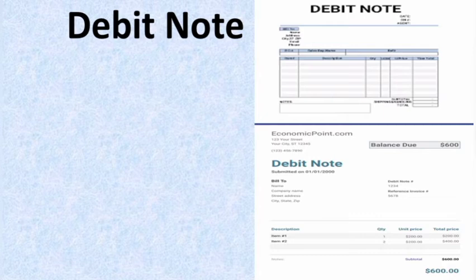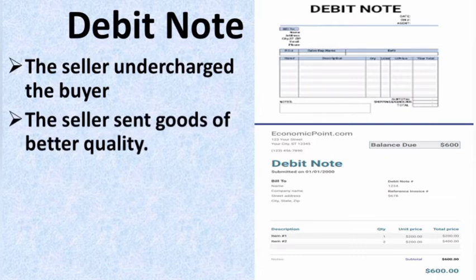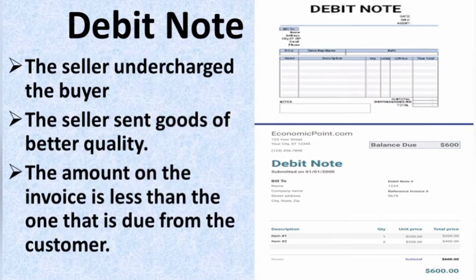All right, so the debit note is sent to a buyer when the seller undercharged the buyer, the seller sent goods of better quality which the buyer has already agreed to retain, or when the amount on the invoice is less than the amount that is due for the customer. At this point you must note the difference between the credit note and the debit note.